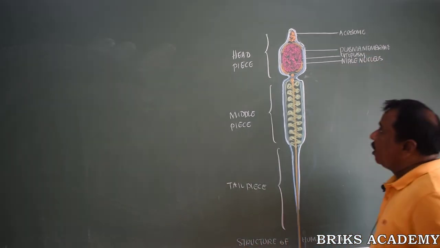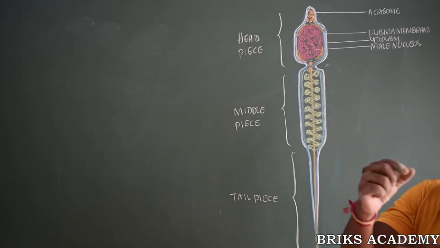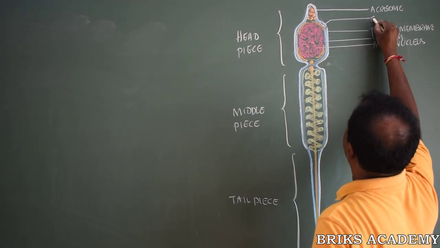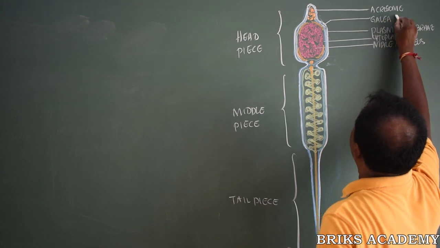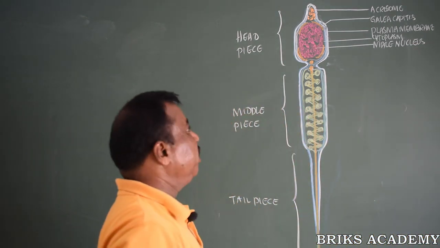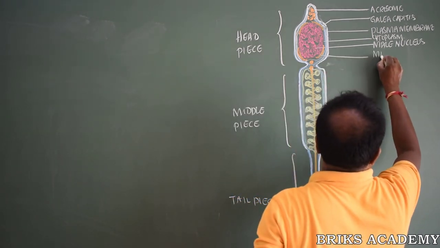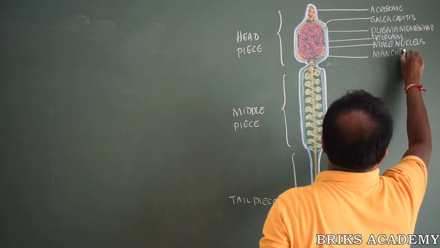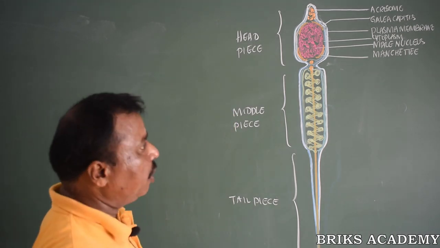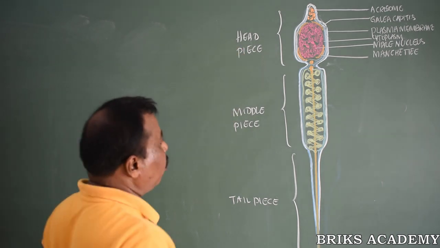Now, in front, the nucleus is protected by the pre-nuclear sheath of cytoplasm. This pre-nuclear sheath of cytoplasm is called galea capitis. It is a cap-like structure over the nucleus, hence it is called galea capitis. And the post-nuclear sheath of cytoplasm is called manchette. So this is about the structure of the headpiece, the genital part, because it contains the nucleus.